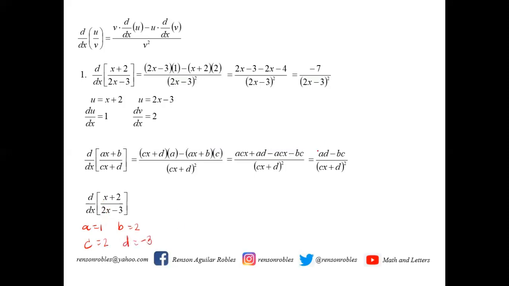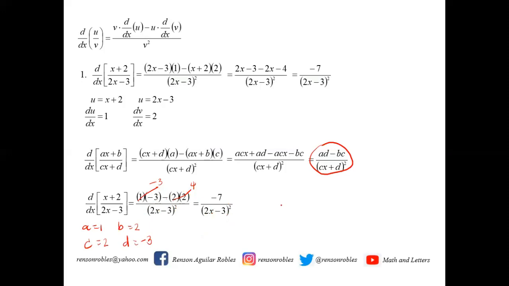And then, by applying this formula, we have ad, that's 1 times negative 3, minus bc, that's 2 times 2. And then this is negative 3, and this one is 4. So negative 3 minus 4 is negative 7. And then you just copy the denominator 2x minus 3, then raise it to the second power. So that's negative 7 all over 2x minus 3 squared.